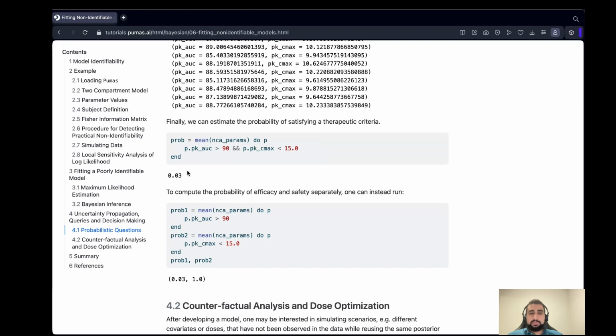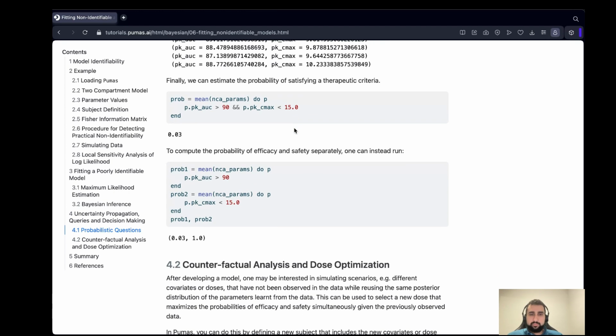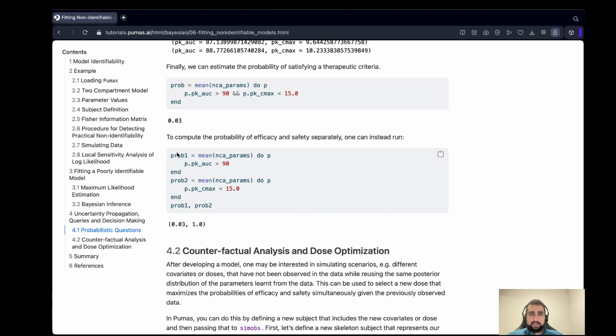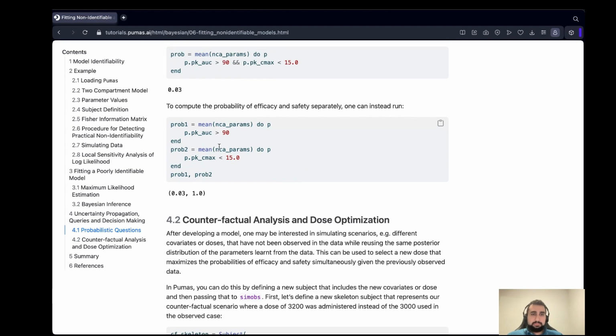And this is your estimate of that probability. Now you can do it separately. I can get the probability that the AUC is more than 90 and the probability that Cmax is less than 15 separately here, and then just display them side by side. And that's just an example, right? You can do all sorts of things.